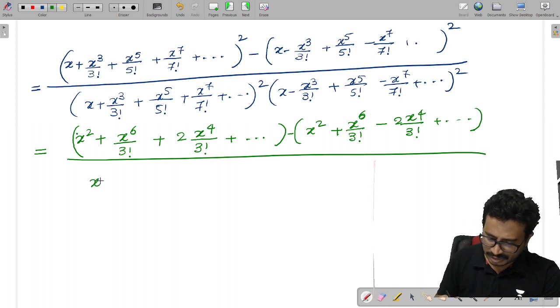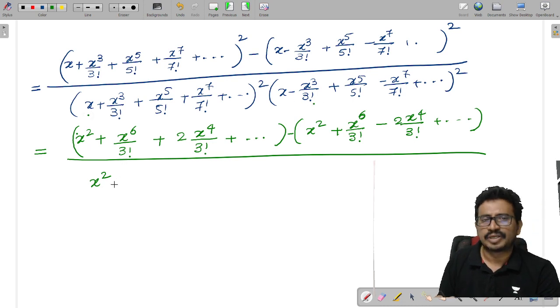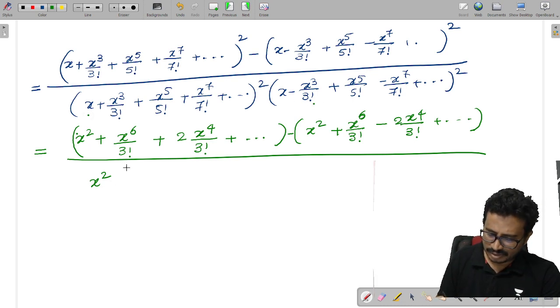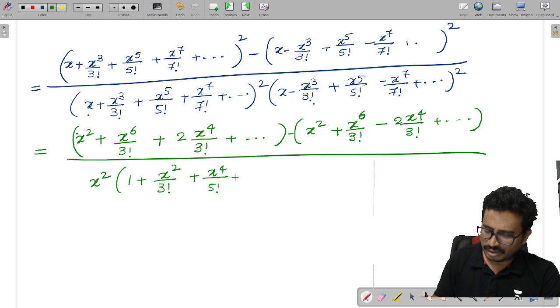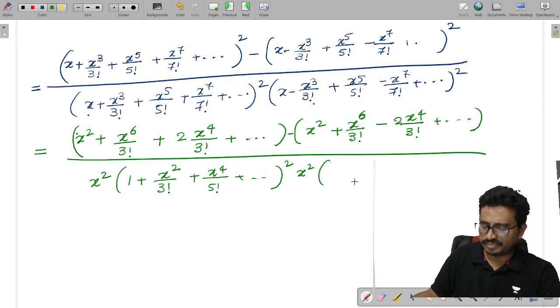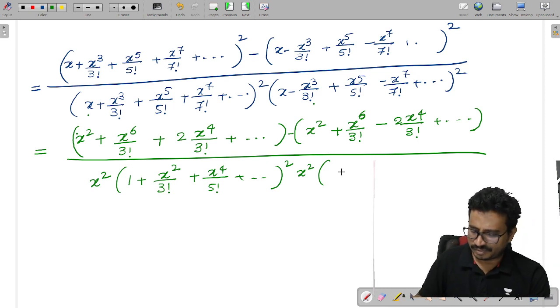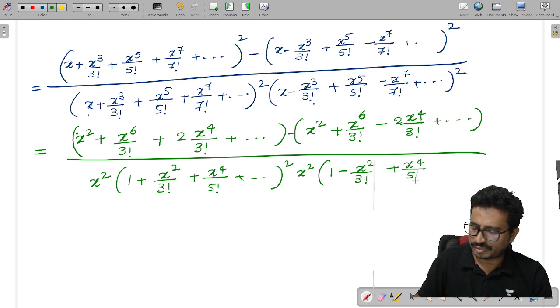Now if I take x common here and here x common, here x square, x common, that means x square into it will become 1 plus x square by 3 factorial plus x power 4 by 5 factorial, like this will come now, whole square. Here also x square common. Now you tell me what I will get here. So this is 1 minus x square by 3 factorial plus x power 4 by 5 factorial.